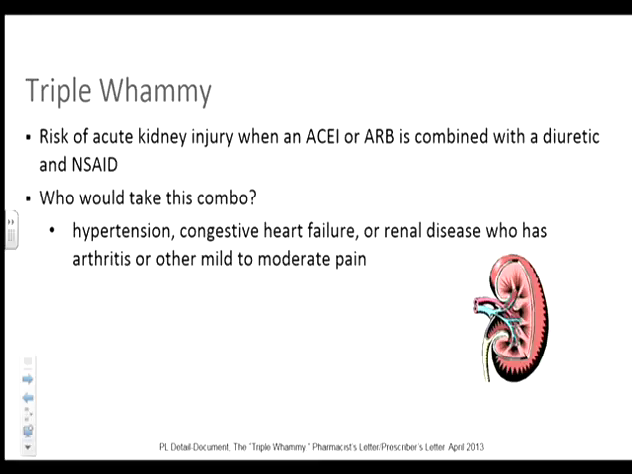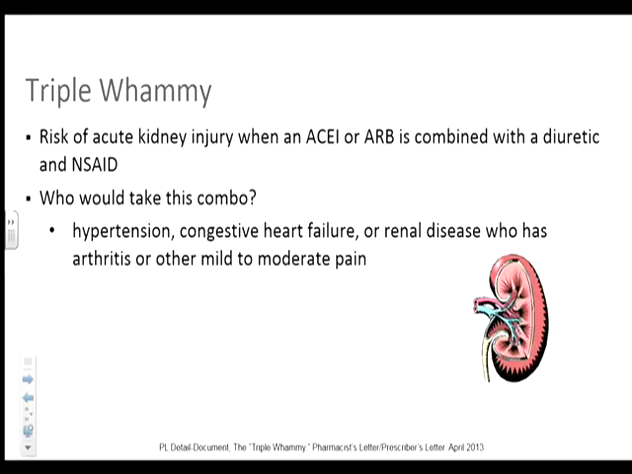A few other tips to keep your eyes open for when reassessing medications in older adults. Triple whammy is one. So what is a triple whammy? It's the risk of acute kidney injury when someone on an ACE, like ramipril, or an ARB, for example, candesartan, is combined with a diuretic and an anti-inflammatory.